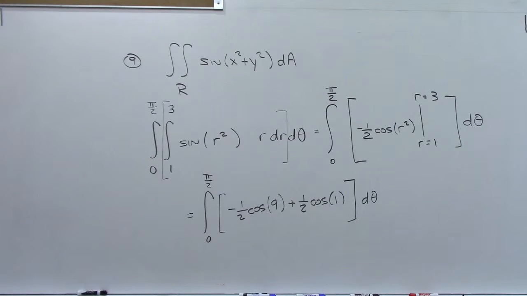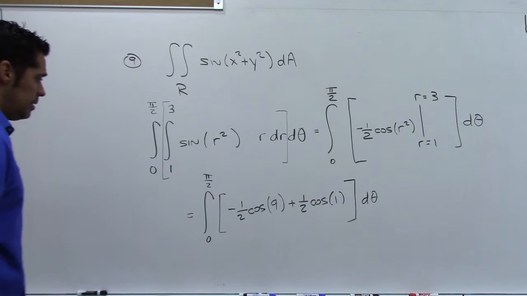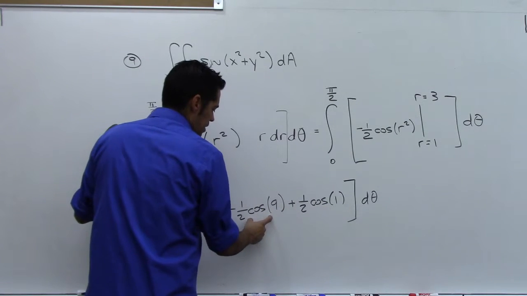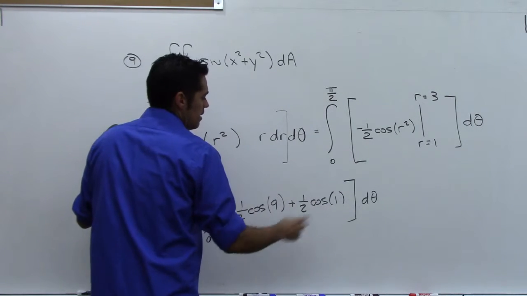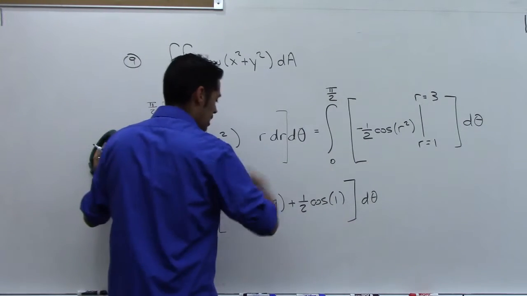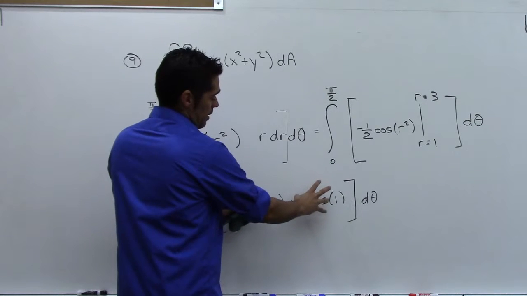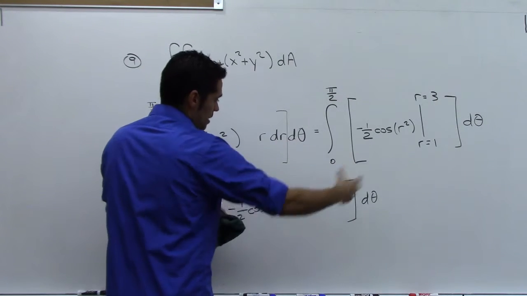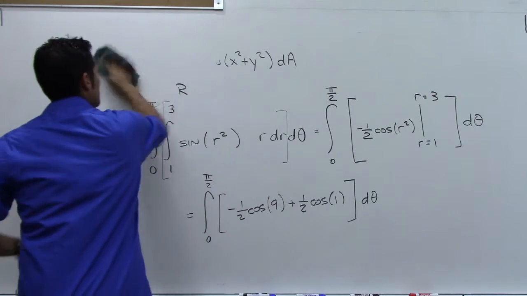And then from here, I integrate with respect to theta. These are just constants. So the antiderivative of this with respect to theta is this times theta. Antiderivative of this with respect to theta is this times theta. Or you can say the whole thing is a constant. The antiderivative of the whole thing with respect to theta is the whole thing times theta. That's the way I think I'm going to do it.